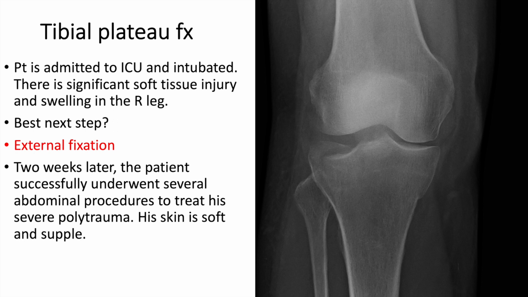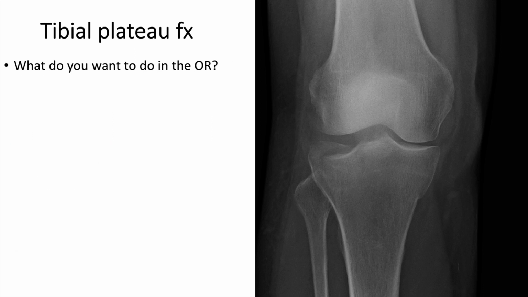So 2 weeks later, the patient successfully underwent several abdominal procedures to treat his severe polytrauma. Now today, his skin is soft and supple. All right, you can sort of guess what I'm getting at here. So what do you want to do now? Now you're going to do ORIF. All right, let's up the ante a bit. So let's keep going with these questions. So you're in the OR. What do you want to do to fix this fracture?